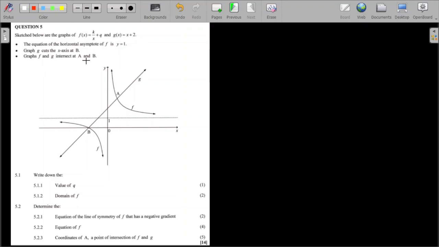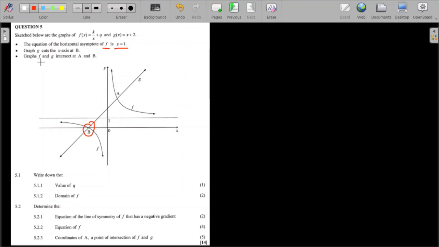So here, from the information that we have, they are saying the equation of the horizontal asymptote is y is equals to 1. So this dotted line that is here, they are telling us is an asymptote of f, which is a horizontal asymptote. And they are telling us that graph g, which is a straight line, cuts the axis at B. So it cuts the x axis at B. I hope you know that if this is an x intercept, it tells us that our y at this point is what? Tell me, it's 0.